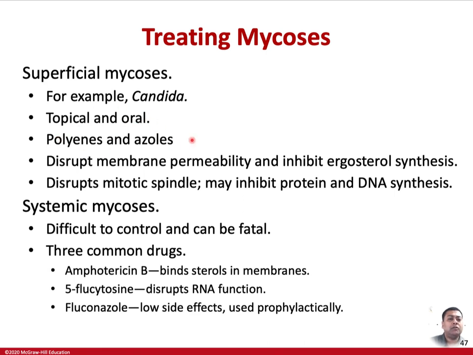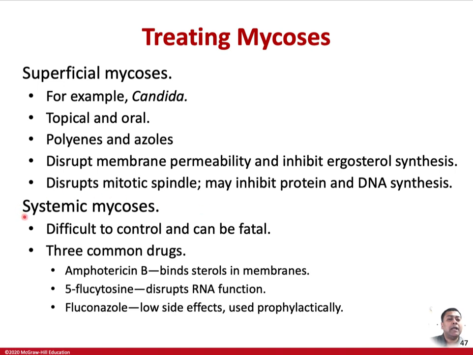What these drugs do is disrupt the membrane permeability, and they also inhibit ergosterol synthesis. So what is ergosterol? If you recap, all animal cells have cholesterol in their membrane. Instead of cholesterol, there is an interesting sterol in the fungus, which is known as ergosterol. When the synthesis of ergosterol is inhibited, the membrane integrity is completely lost. They also disrupt the mitotic spindle and may inhibit protein and DNA synthesis.